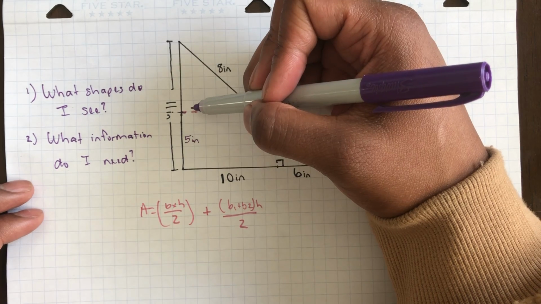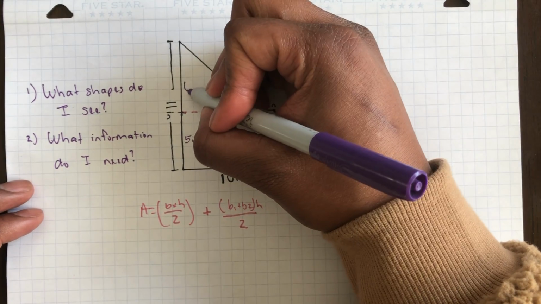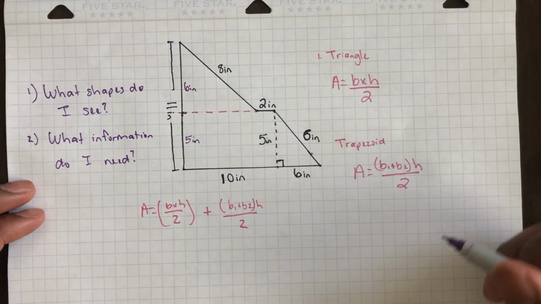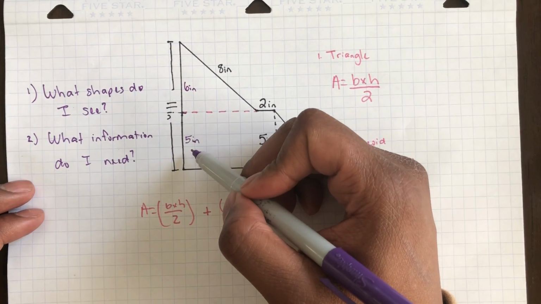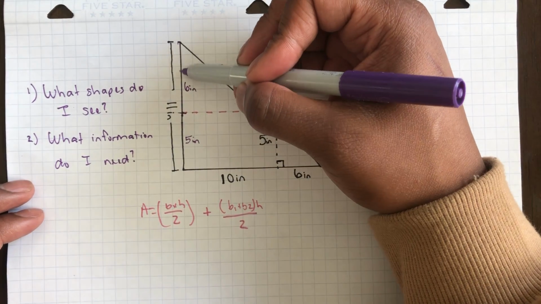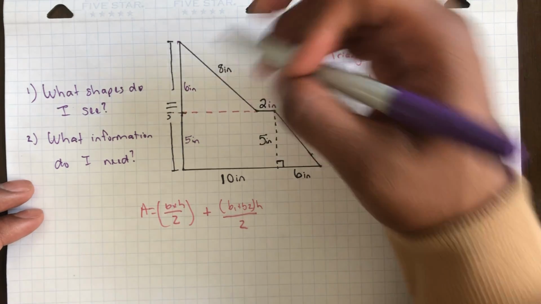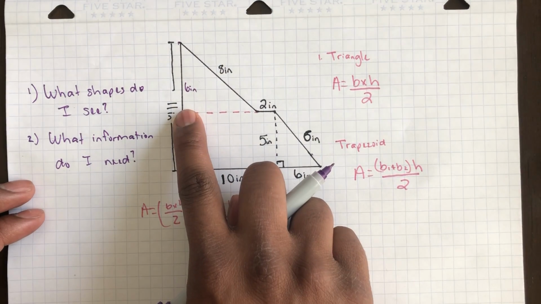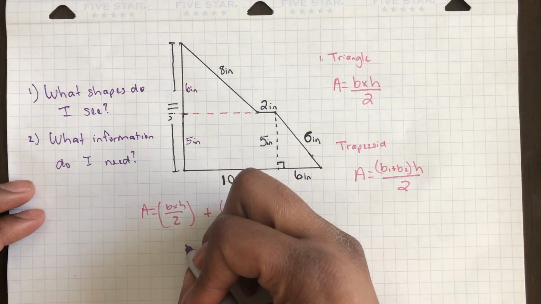Well, 5 plus what equals 11? 6. Here, for my height for this triangle, is 6.